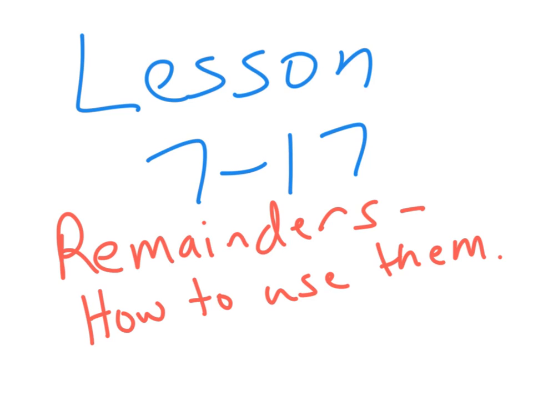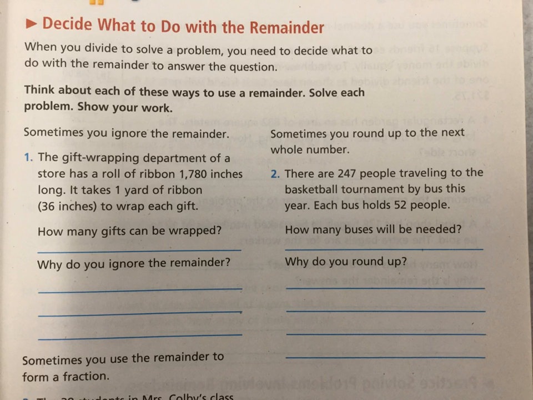So let's talk about that. Turn in your books to page 311. Page 311, decide what to do with the remainder. Let's look at number 1. Number 1 says, sometimes you ignore the remainder. Let's look at this problem, when we might ignore the remainder.